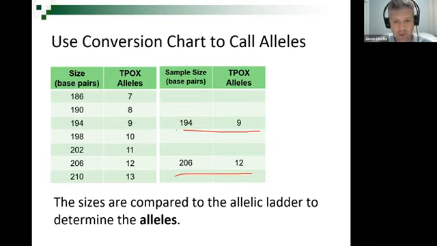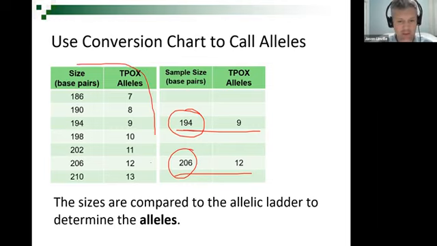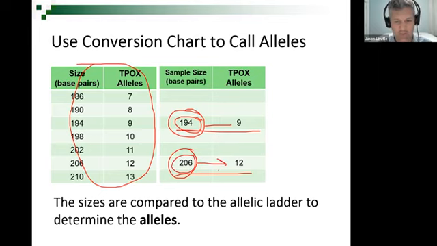All right. So we went over all this. We have the 2 times, and then the size standard, we're going to convert it to size in base pairs. We have run an allelic ladder earlier in the day, so we have this chart for our allelic ladder, and we know that today on this instrument, a 194 peak is a 9 and a 206 is a 12. Dr. Linville is a 9, 12. So this is very easy to do if we're just looking at one locus.